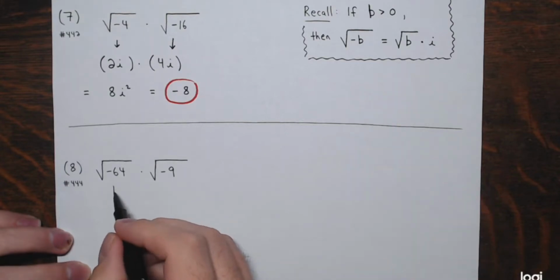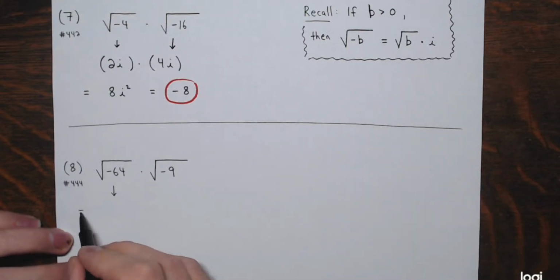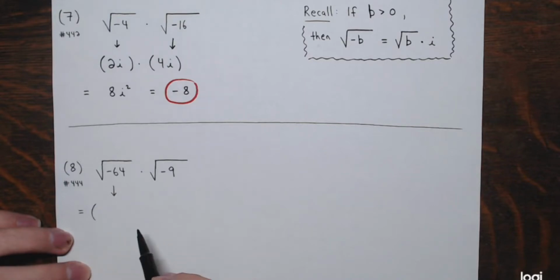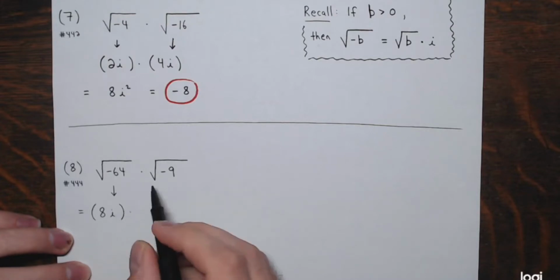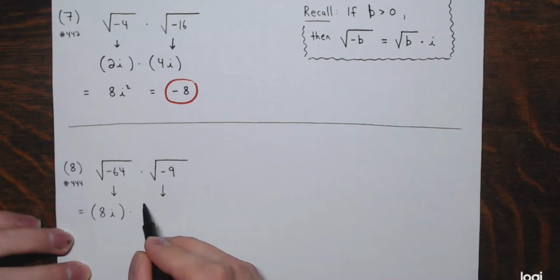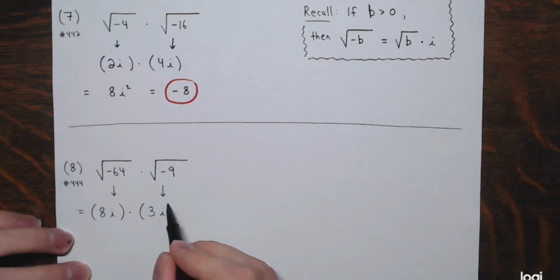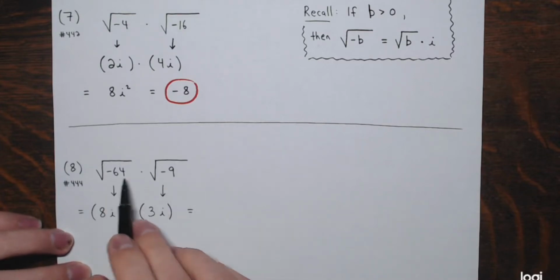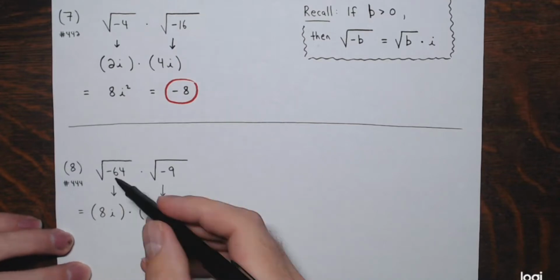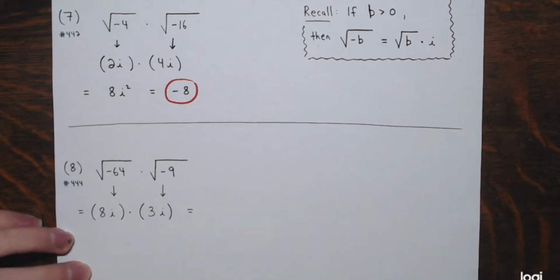Now the square root of negative 64, that would just be the square root of 64 times i, which is 8i. Times, and then the square root of negative 9, going to rewrite as the square root of positive 9, which is 3, times i. So this becomes 8i times 3i. Do that anytime you see the square root of a negative. That should be automatic. You should do that immediately.